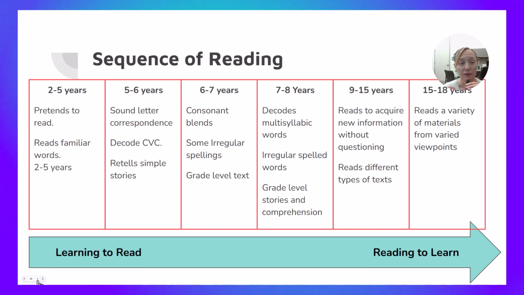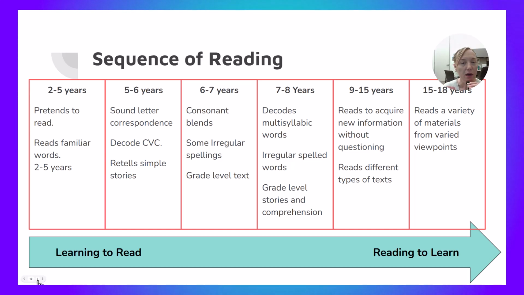From there, you're going to be able to, 5 to 6, start doing some sound letter correspondence. And this is decoding CVC words, so consonant, vowel, consonant, things like hat, cat, pat. So being able to understand each of those letters corresponds with a sound, and then being able to sound it out and blend it. You're also able at this point in time to start retelling simple stories. So if you heard, for example, the 3 Little Pigs or the Cat in the Hat, things that are very simple in nature, you could retell somebody that story.